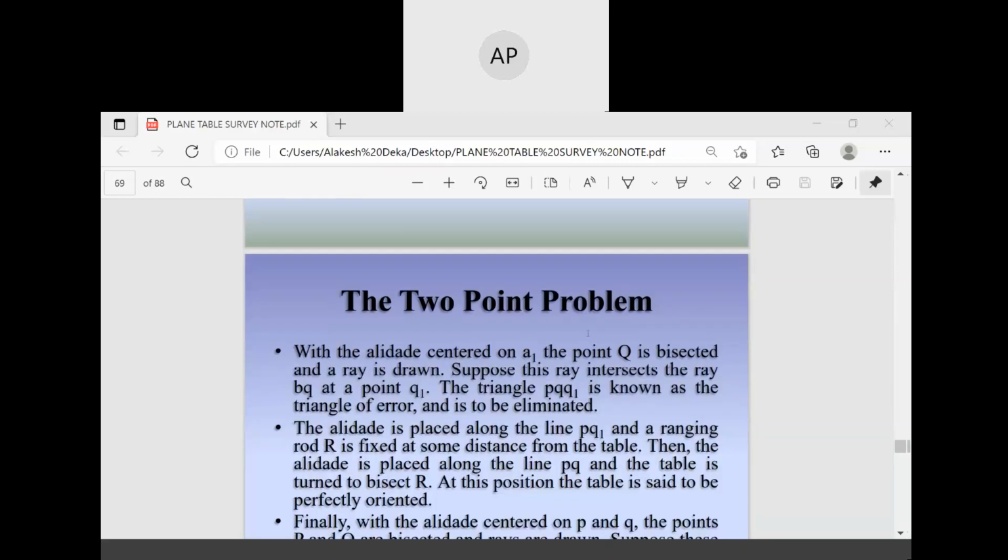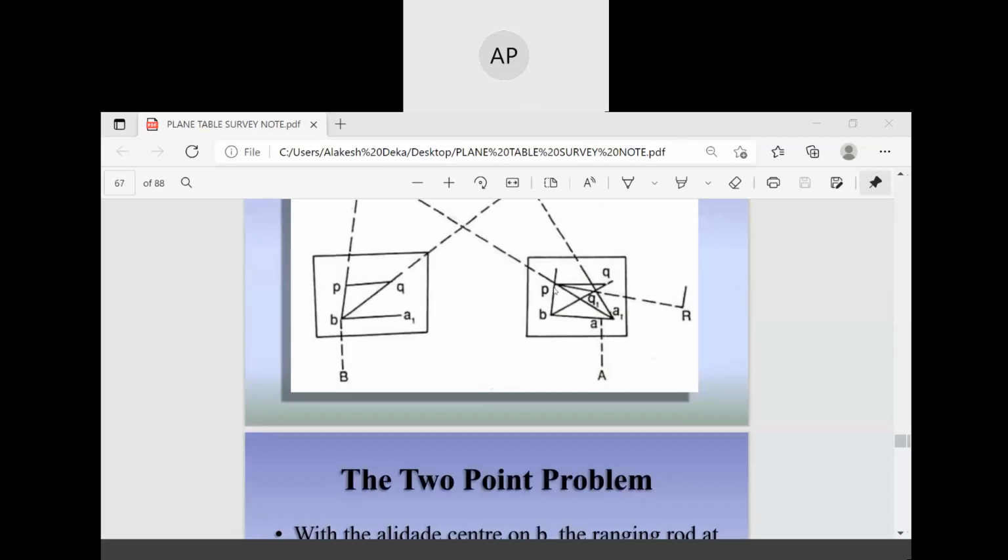So the triangle PQQ1 is known as the triangle of error. Which one? PQQ1. In the figure, it is PQQ1. P, this one. P, Q, Q1. This is your error triangle. Okay.